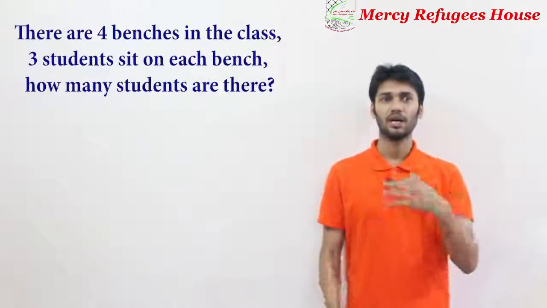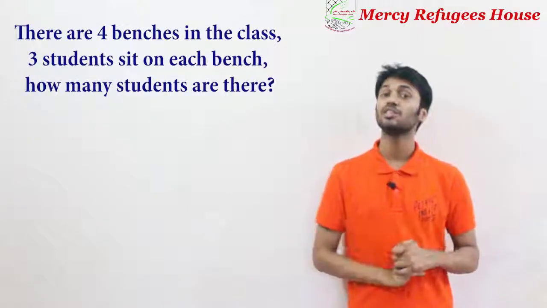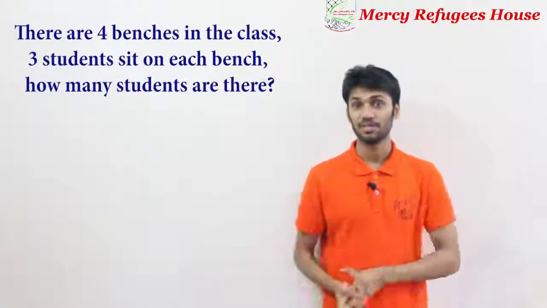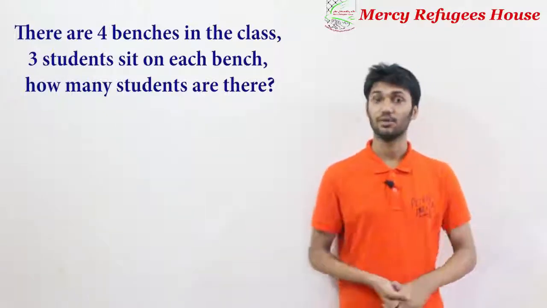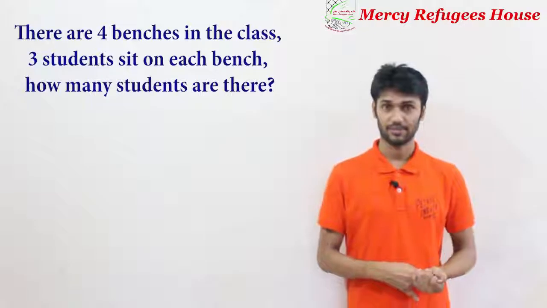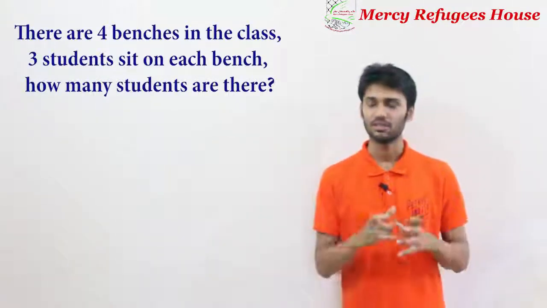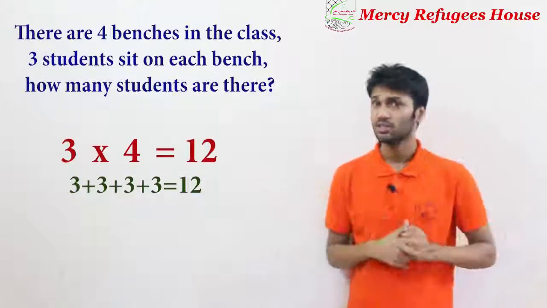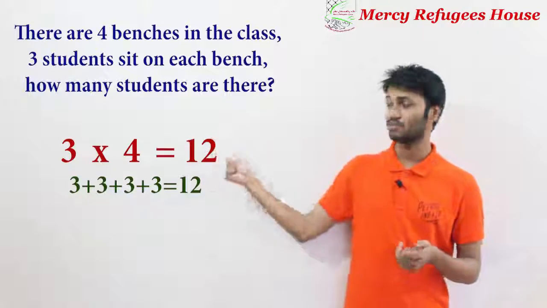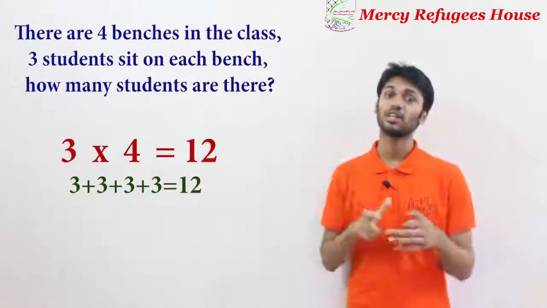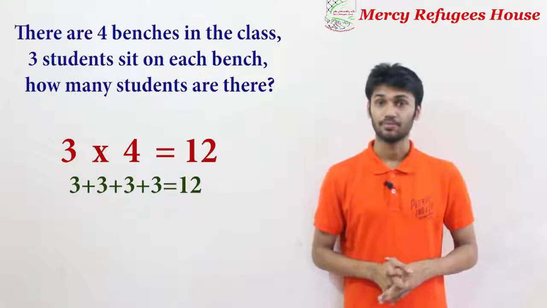For example, there are 4 benches in the class and 3 students can sit on each bench. So how many students do we have in the class? That would be 4 times 3. That means there are 4 rows and 3 students. Now, this is the way you could find out, right? 3 plus 3 plus 3 plus 3. You just add 4 times of 3.